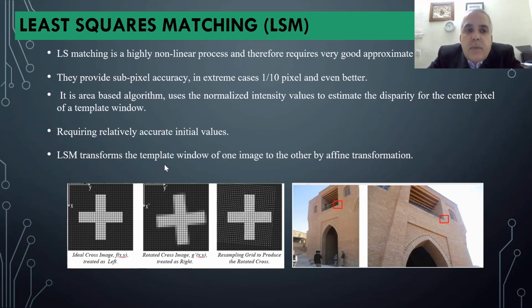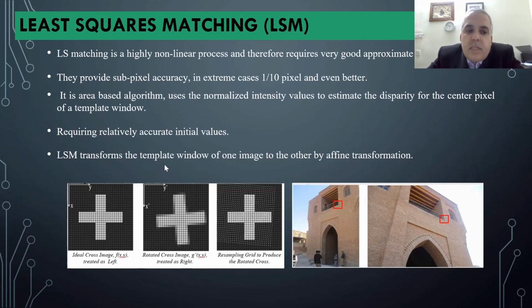Let's talk about least square matching. Least square is a highly nonlinear process and therefore requires a very good approximation value. Actually, it provides a subpixel accuracy. In extreme cases, it's about 1 over 10 pixel, and even better, some references give about 1 over 20 pixels. It's an area-based algorithm that uses the horizontal normalized intensity values to estimate the disparity for the center pixel of a template window. Actually, the main shortcoming of this method is that it requires relatively accurate initial values, about 1 or 2 pixel errors.